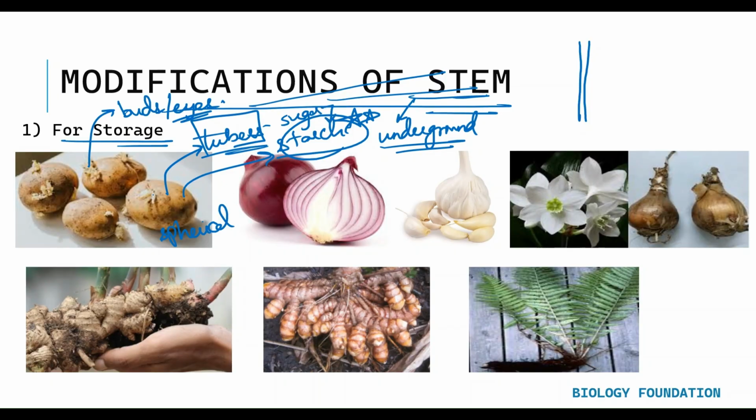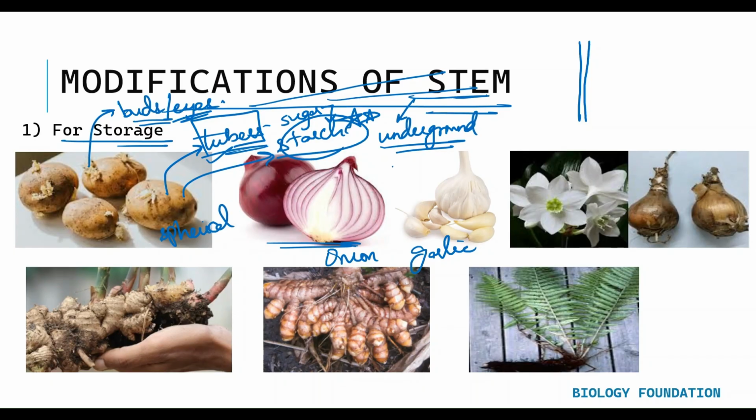Okay, now these stems that store food in potatoes are called tubers. They bear axillary buds on them, which are also known as eyes. Okay, now here you can see one more modification of the stem in onion and garlic.